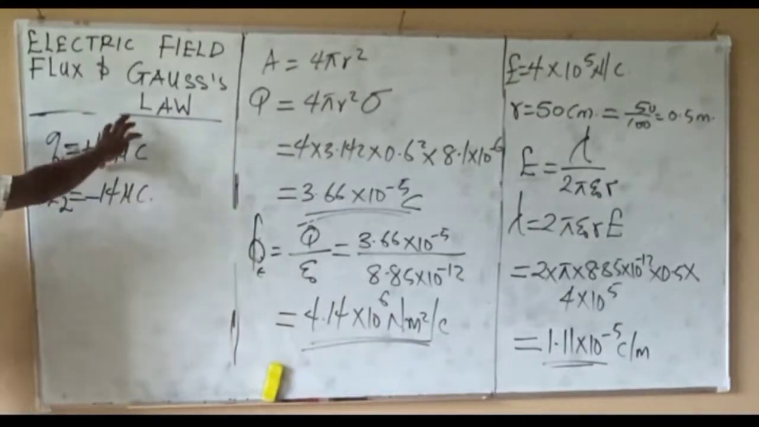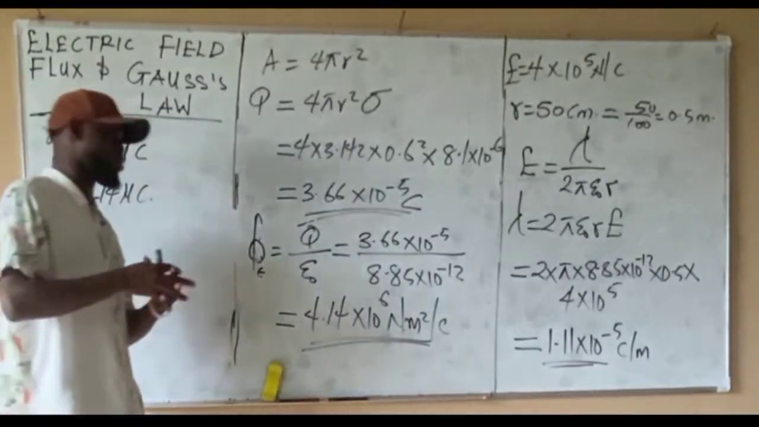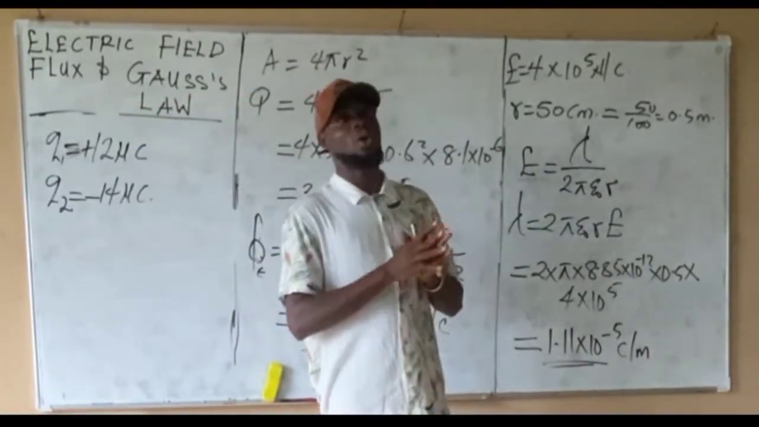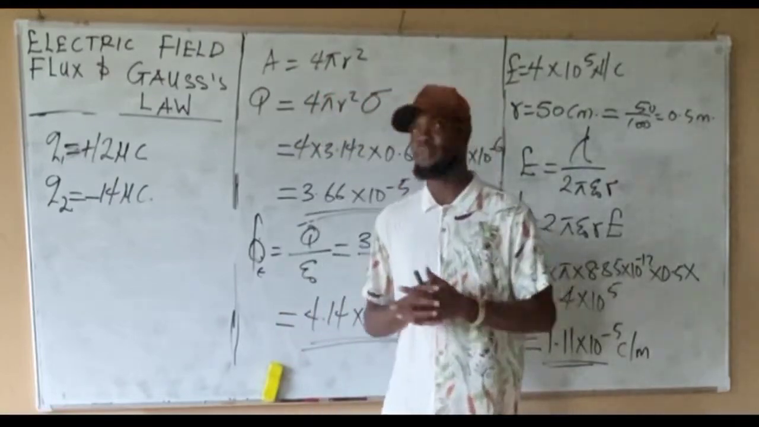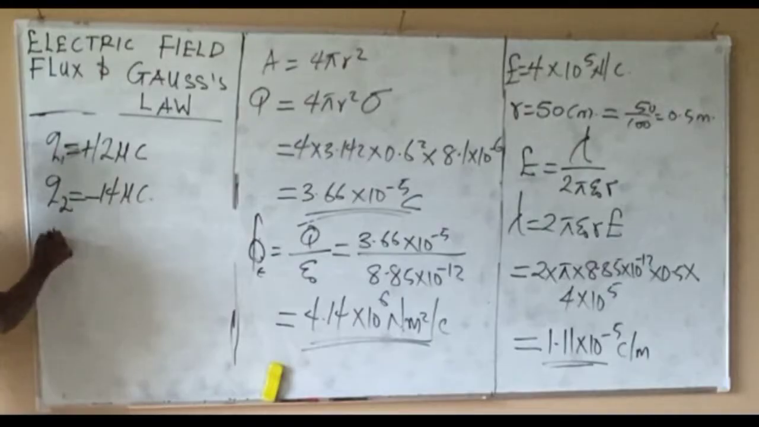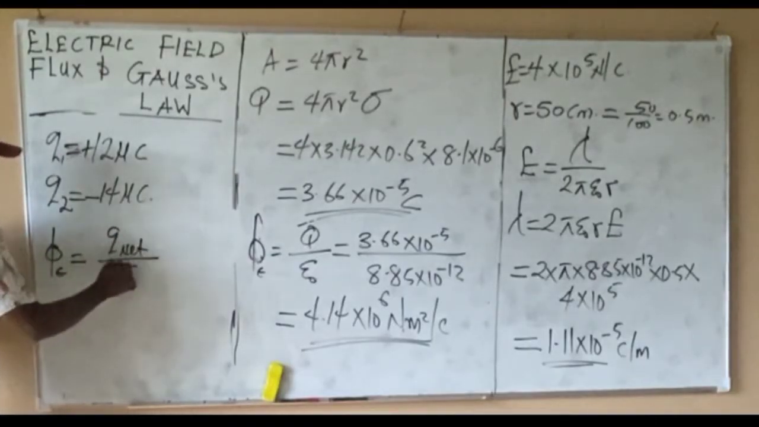That is Q1 equal to this, Q2 is equal to this, enclosed inside a closed surface. Obtain the total flux leaving this surface. Very simple. Remember, total flux leaving the surface is equal to total charge over epsilon naught.